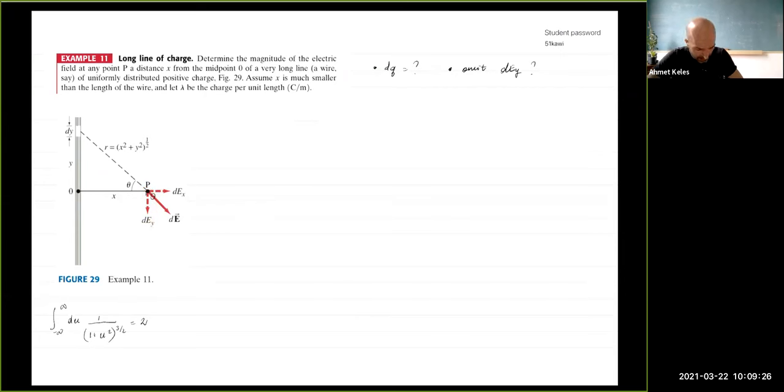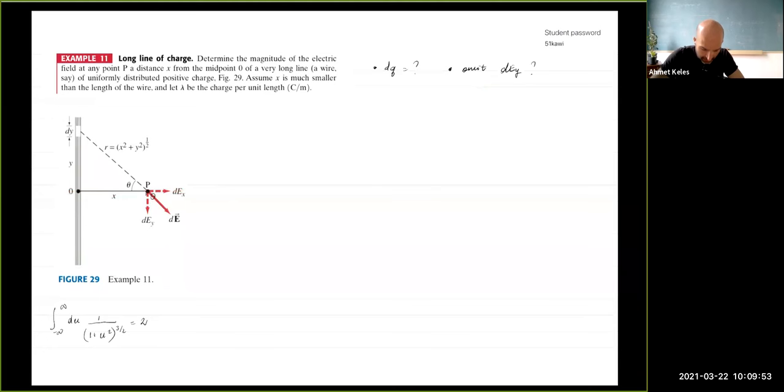So the idea is, since this is symmetric, for every point here, there is another point here, right? For this point, the electric field points like this, and its y component is like this. But for this point, the electric field is like this, and its y component is like this. So this one reasonably cancels with this one. So if this one, we are good, right?